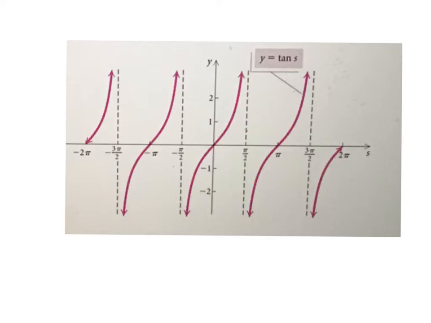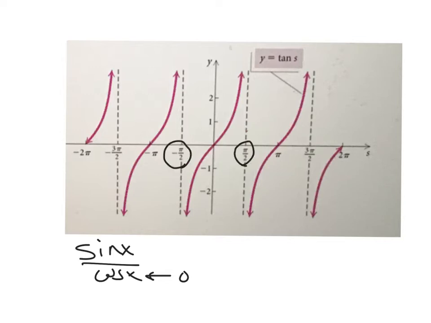Tangent's undefined. Remember, tangent is sine x over cosine x. So wherever cosine equals 0, tangent's undefined. Well, cosine is 0 at all the pi over 2's. And if you look at these, those broken lines are called asymptotes. And asymptotes are basically lines that the graph cannot cross, can't touch, but what does happen is the graph gets closer and closer to the asymptotes as it goes.